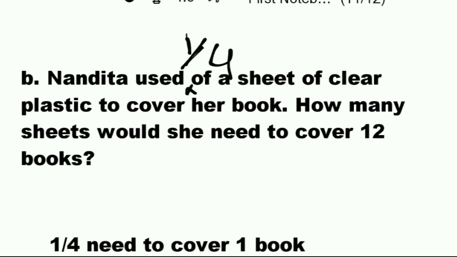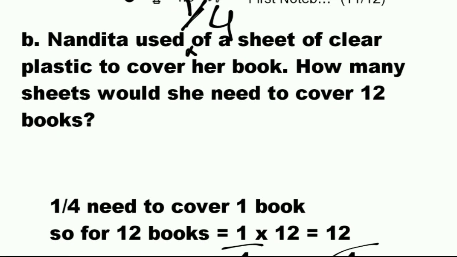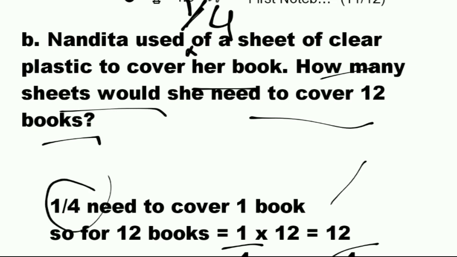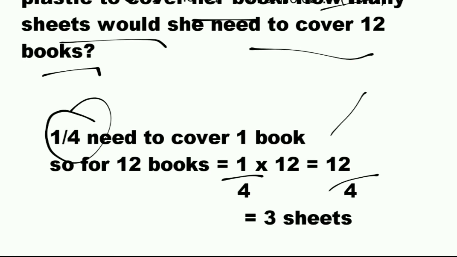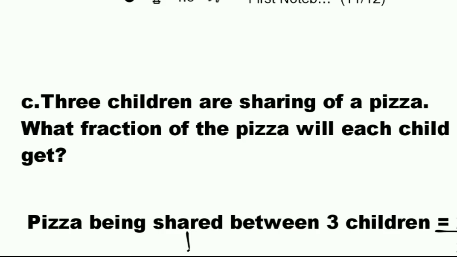Nandita used 1 by 4 of a sheet of clear plastic to cover her book. How many sheets would she need to cover 12 books? It means for one book she used 1 by 4. So now for 12 books, how many? Again the same thing. If we find more than 1, we can do multiplication. So that will be 12 upon 4, which means 3 sheets.